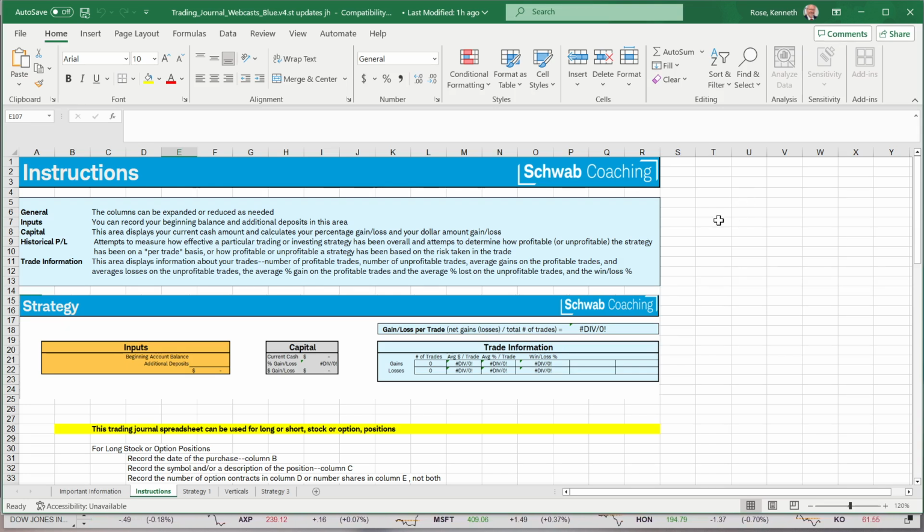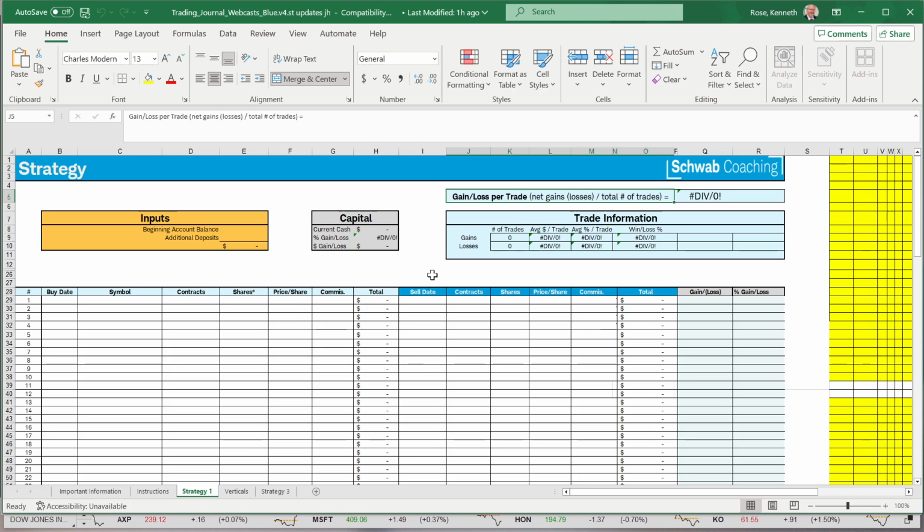Our primary area of focus today will be on strategy one. That's this tab right here. In a future session, we'll also be talking about verticals as well. But today we just want to look at this strategy one tab, so I'm going to go ahead and open that up here. What we want to do is enter in a stock trade or two and also an option trade or two, just to show you how to enter these trades and go over a little bit about the calculation related to that.